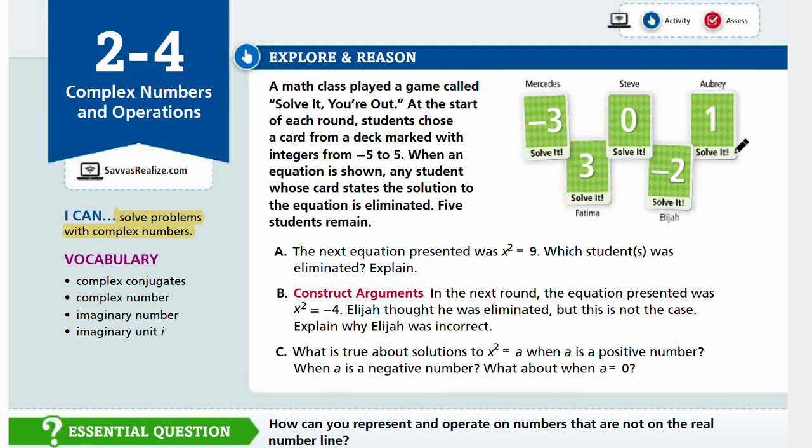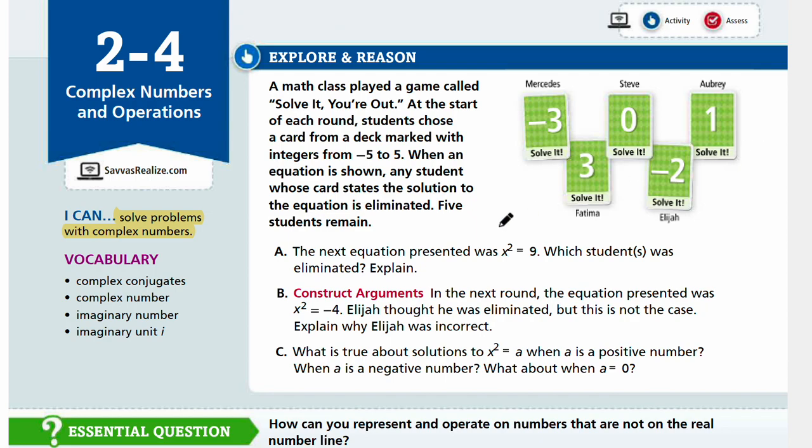Let us start thinking about this, explore, and reason. A math class played a game called Solve It, You're Out. At the start of each round, students chose a card from a deck marked with integers from -5 to 5. When an equation is shown, any student whose card states the solution to the equation is eliminated. 5 students remain. So Mercedes, Fatima, Steve, Elijah, Aubrey are the 5 students who remain right now. And they each have these integers, right? So let's think about the situation.